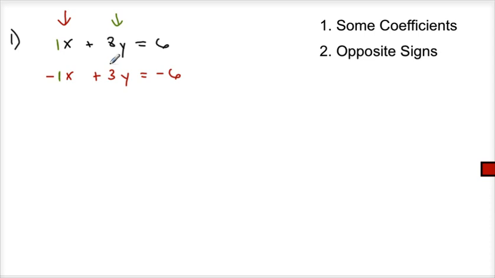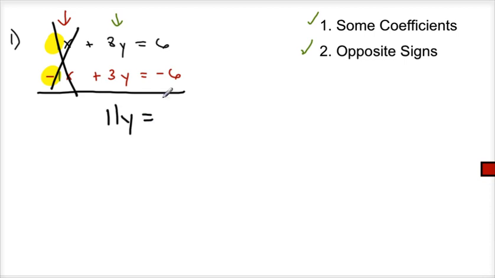Are either one of these coefficients the same? Do I have a 1 on both of them? The x. Do either one have opposite signs? The x. Okay, the x again, very good. So since I have these two already with the same coefficient and opposite signs, I can eliminate my x's. 1x plus negative 1x goes away. 8y plus 3y, I get 11y equals 6 plus negative 6, I get 0.